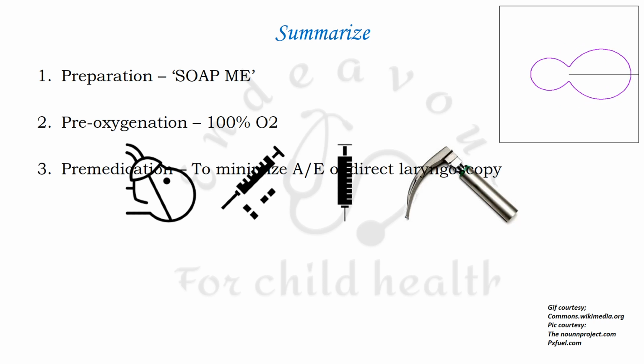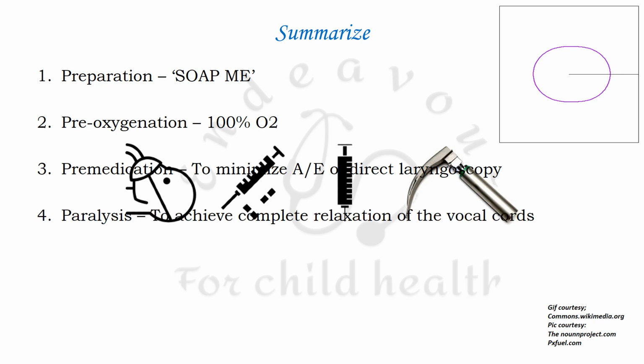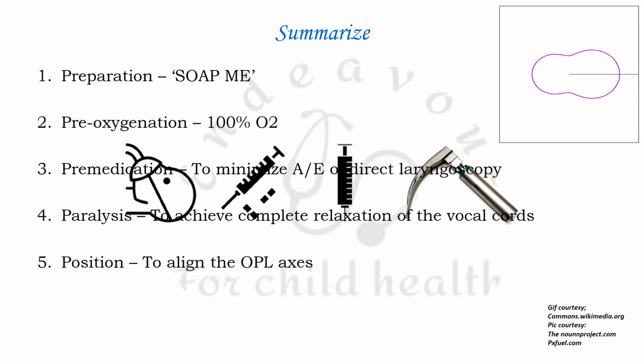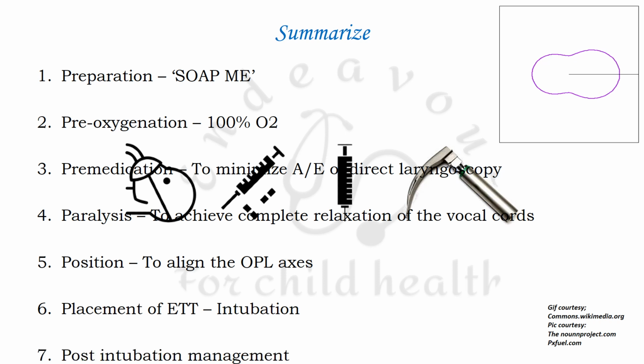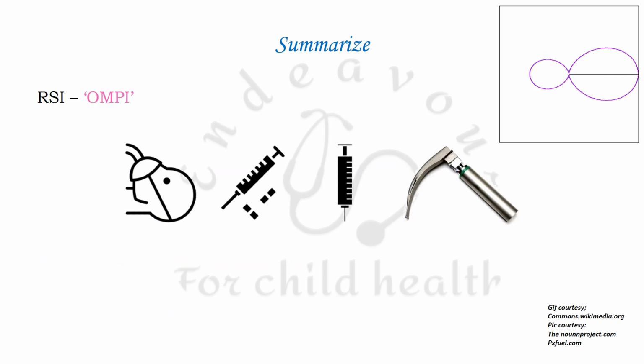Pre-medication to minimize the adverse effects of direct laryngoscopy, the mnemonic is LOAD. Paralysis to achieve complete relaxation of the jaw and vocal cords during intubation. Position the head and neck of the child to align the oral, pharyngeal and laryngeal axis. Intubate the child, that is place the endotracheal tube, and do the post-intubation management along with monitoring. The mnemonics used are the most common.